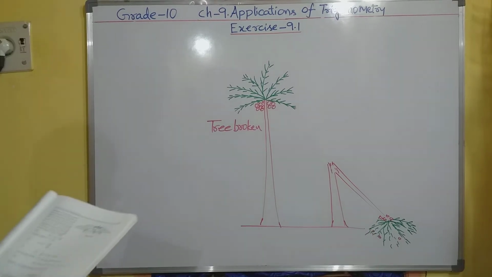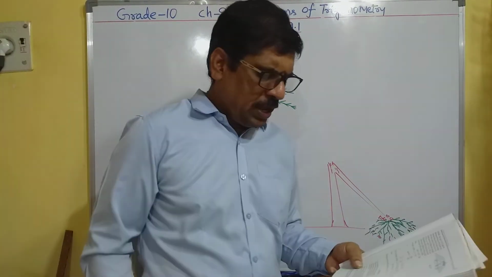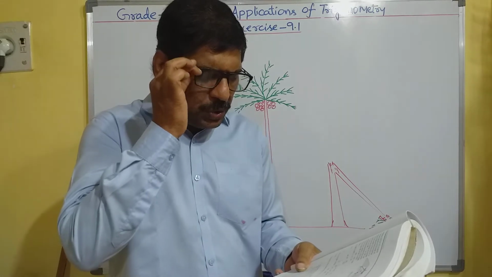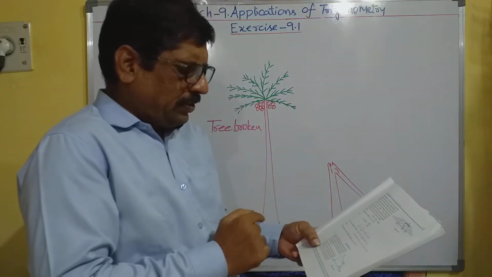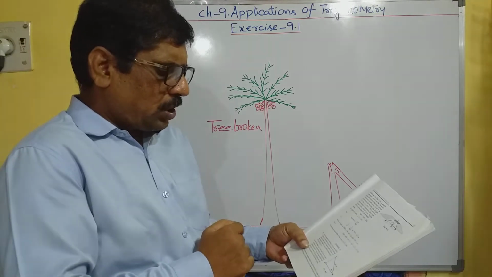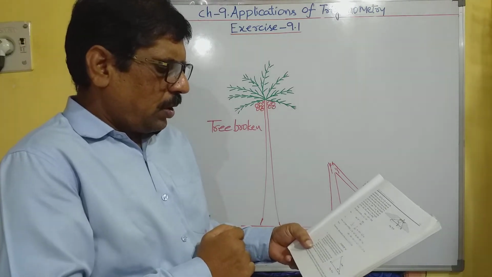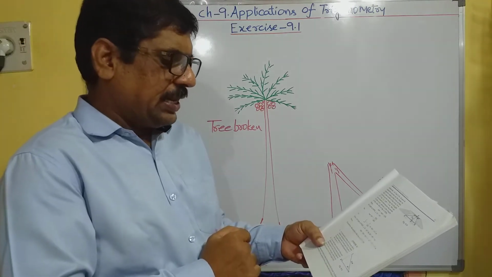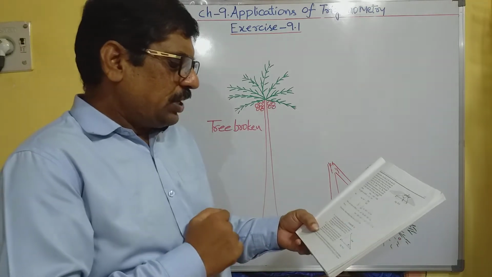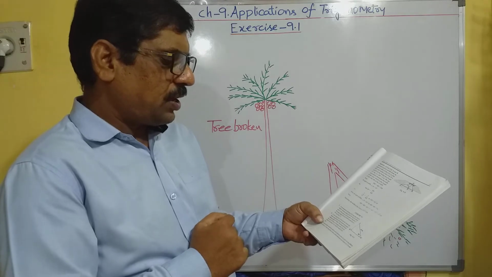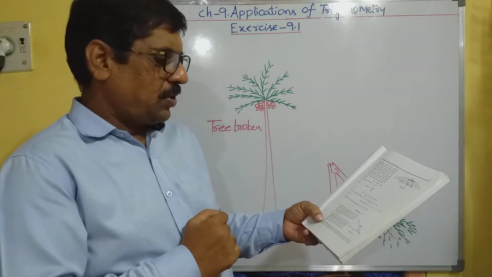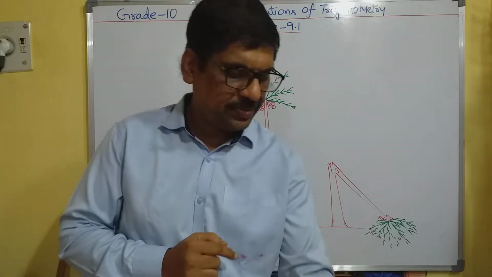Now let us go with the second problem. A tree breaks due to a storm and the broken part bends so that the top of the tree touches the ground, making an angle of 30 degrees with it. The distance between the foot of the tree and the point where the top touches the ground is 8 meters. Find the height of the tree.